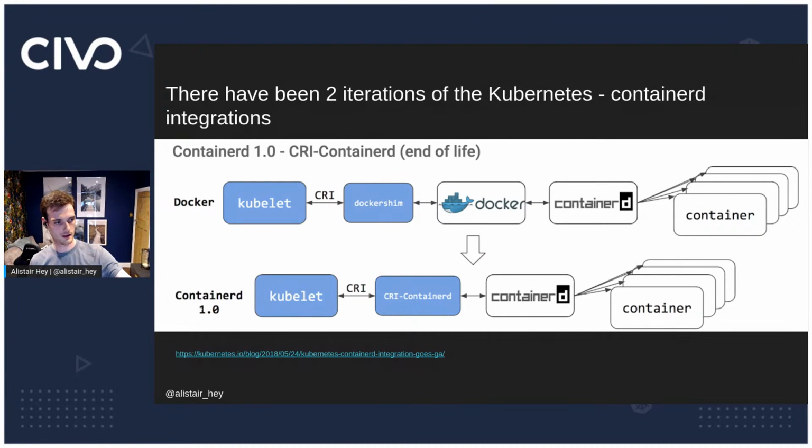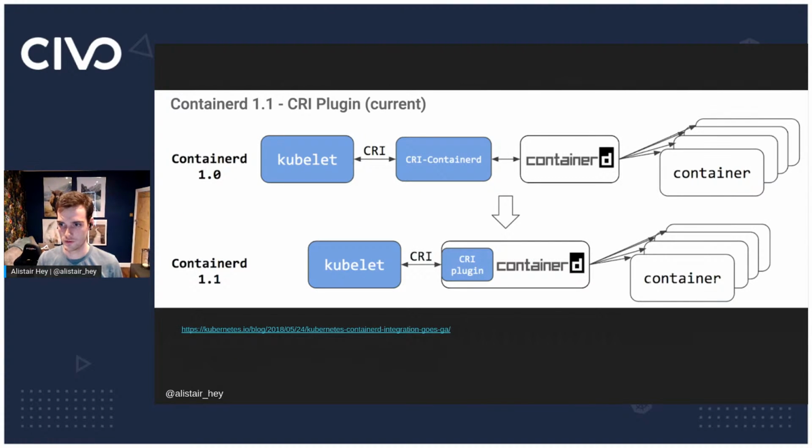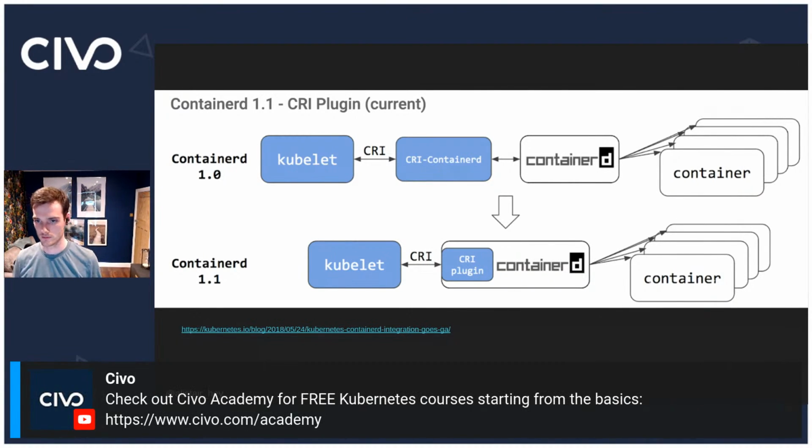But then when it went GA, we moved to the second part of the screen here, and we essentially removed that custom bit of code called the Dockershim. We have this piece of code called the CRI Containerd, which does the two things that the Dockershim and Docker do in the first one. And then moving forward, this was the major release, Containerd 1.1. That CRI Containerd actually became part of Containerd, and we get even less code.